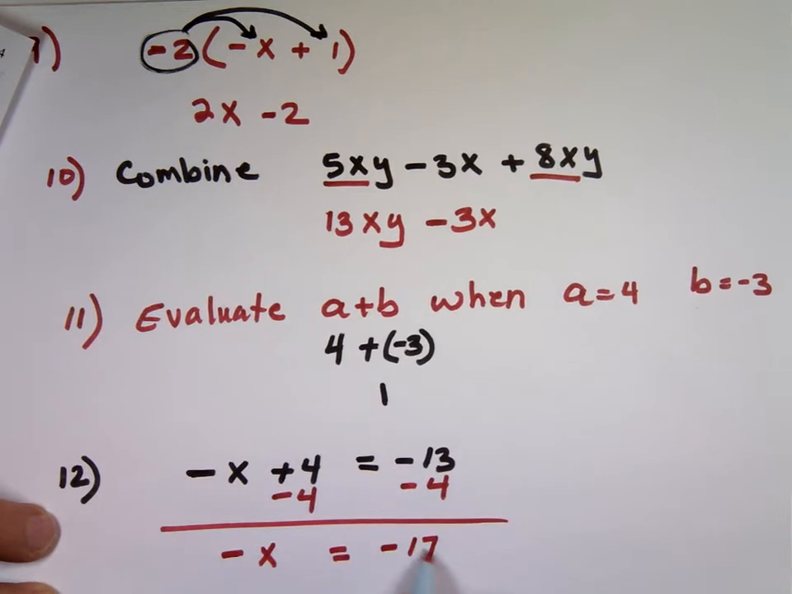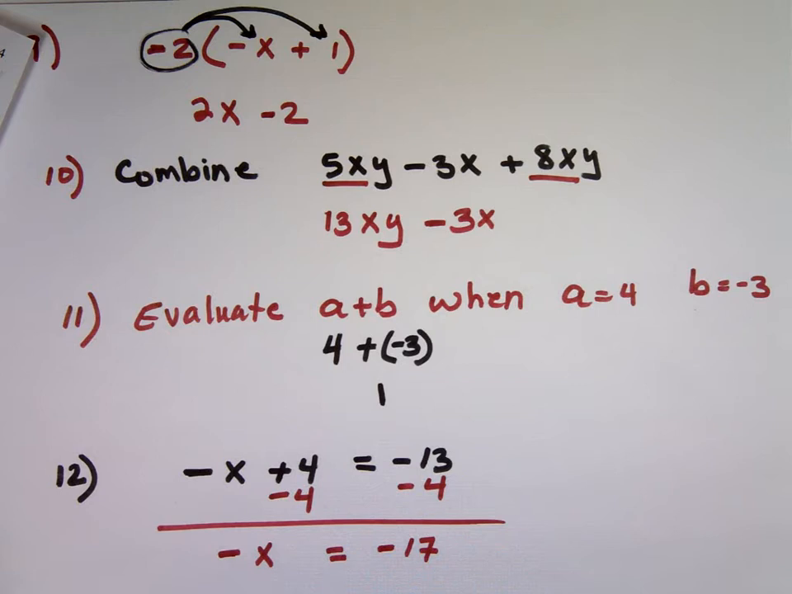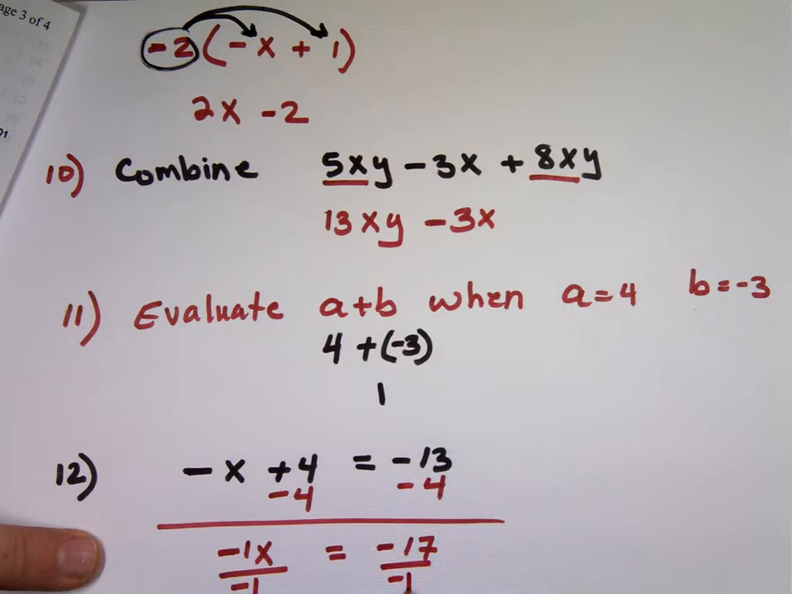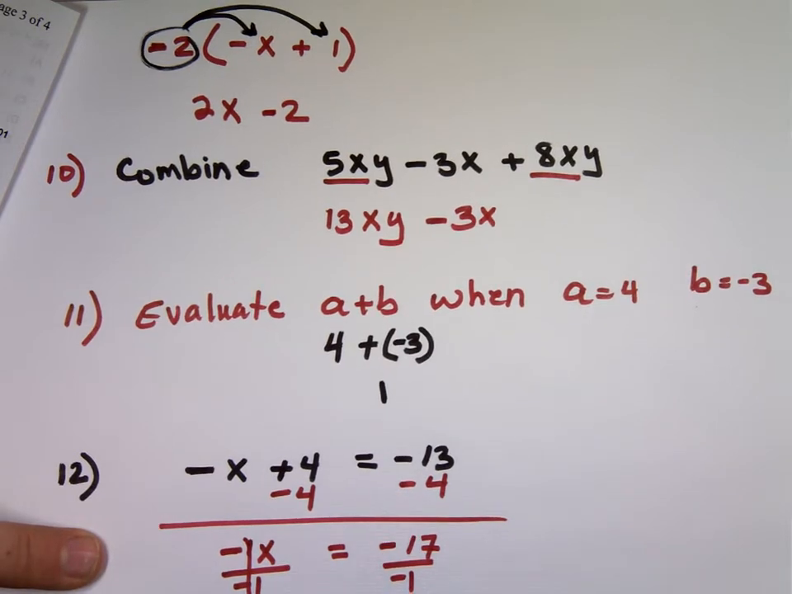-17. Now I need to solve for x, not a -x. Remember, there's a 1. We just don't put it here. So how do you turn that -1x to x? Divide by -1, not 1. X will equal what? Positive 17.